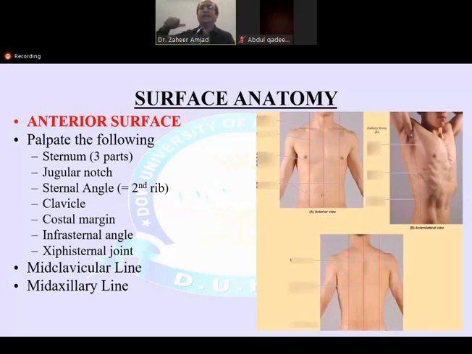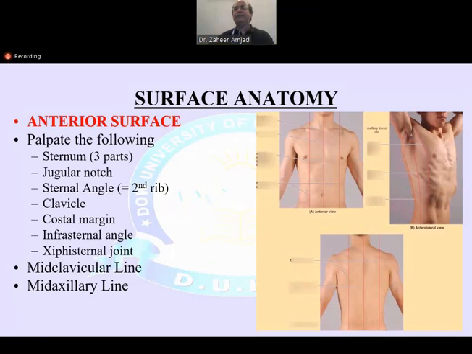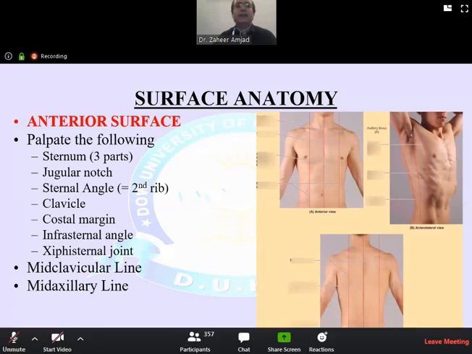You should be able to palpate the anterior axillary fold, the posterior axillary fold, and you should be able to palpate the apex beat, which will be in the fifth intercostal space on the left side, 9 centimeters lateral to the midline on the left side. Sometimes it may be on the right side, and this is how the surface anatomy comes into account.